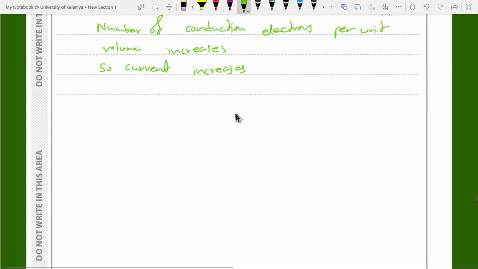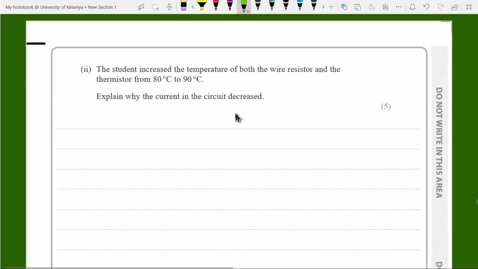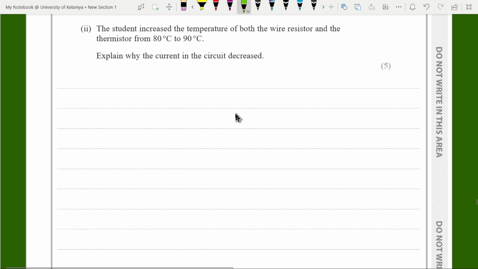In the next question, the student increased the temperature of both the wire resistor and the thermistor from 80 degrees Celsius to 90 degrees Celsius. Explain why the current in the circuit decreased. Over here we have the thermistor, and here we have the resistor. If you increase the temperature, the resistance of the thermistor will decrease because there are more electrons.